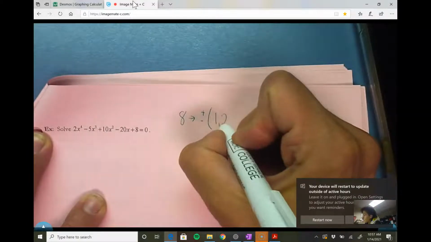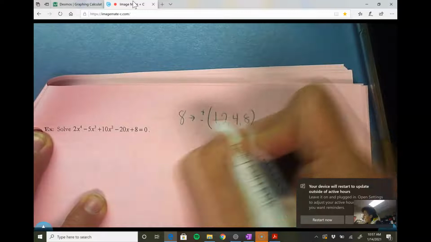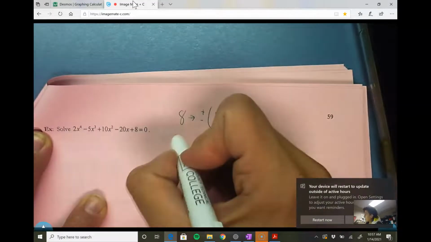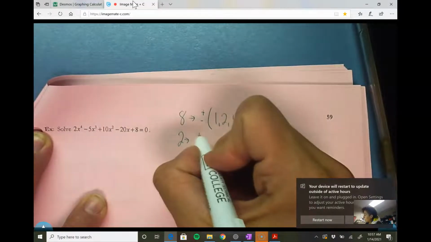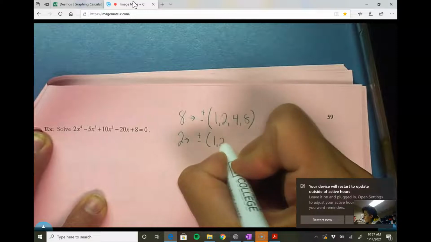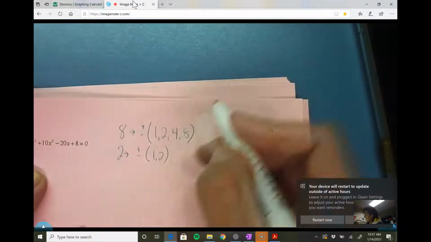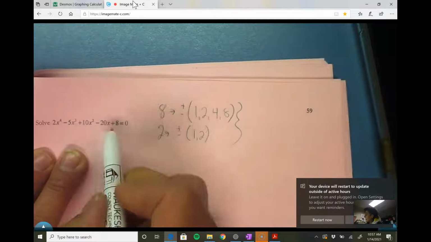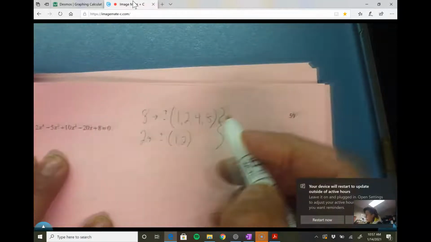So I like to put them in order. And then I'm going to go to the front and take factors of 2. Again, always make a positive and negative set. And then I'm going to make a list of fractions. And this is the numerator, and these are the denominator.